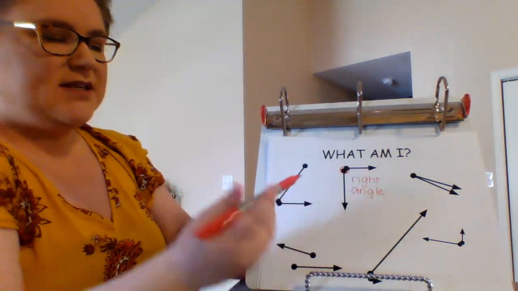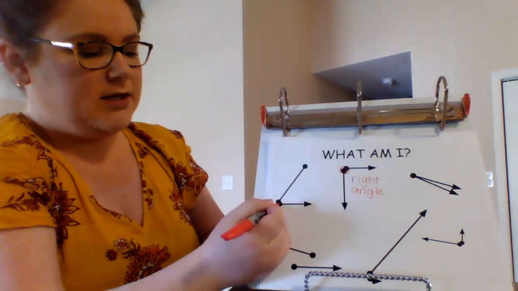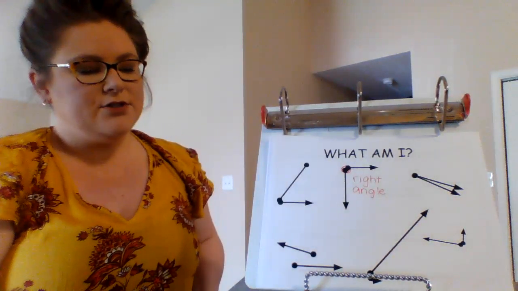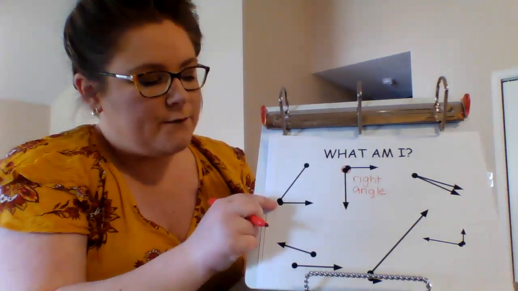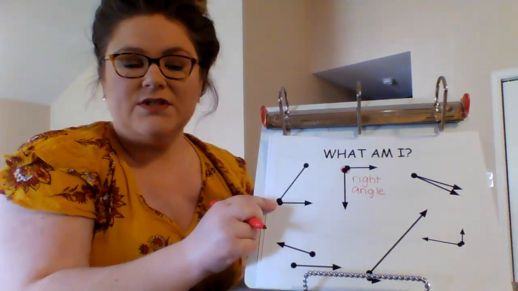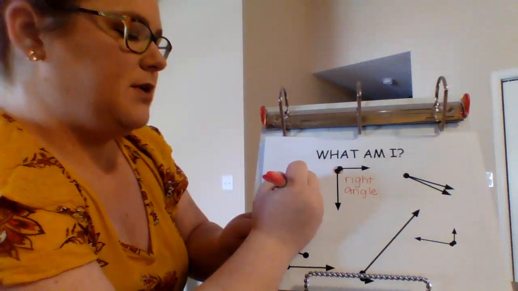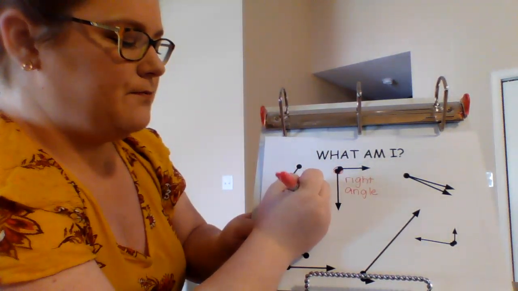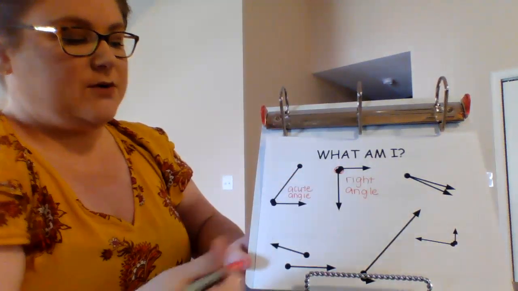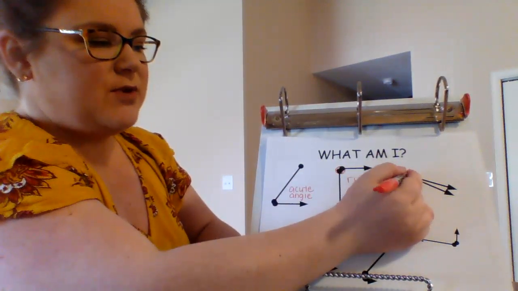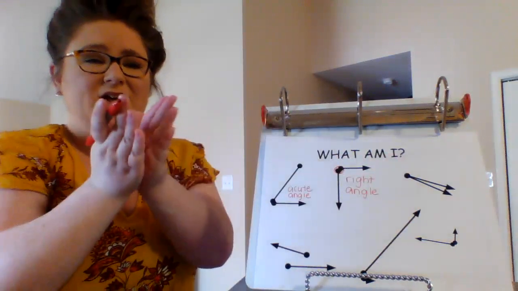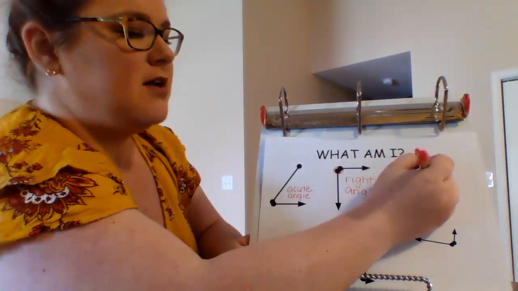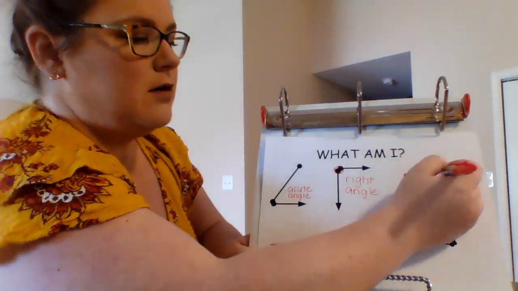Now this is a smaller opening. This is a ray and a line segment coming together, sharing an endpoint to form a smaller angle. Since it's a smaller angle, that means it is an acute angle. Now here I'm seeing one that is two rays sharing an endpoint forming an even closer and tinier angle. So that's going to be another acute angle.